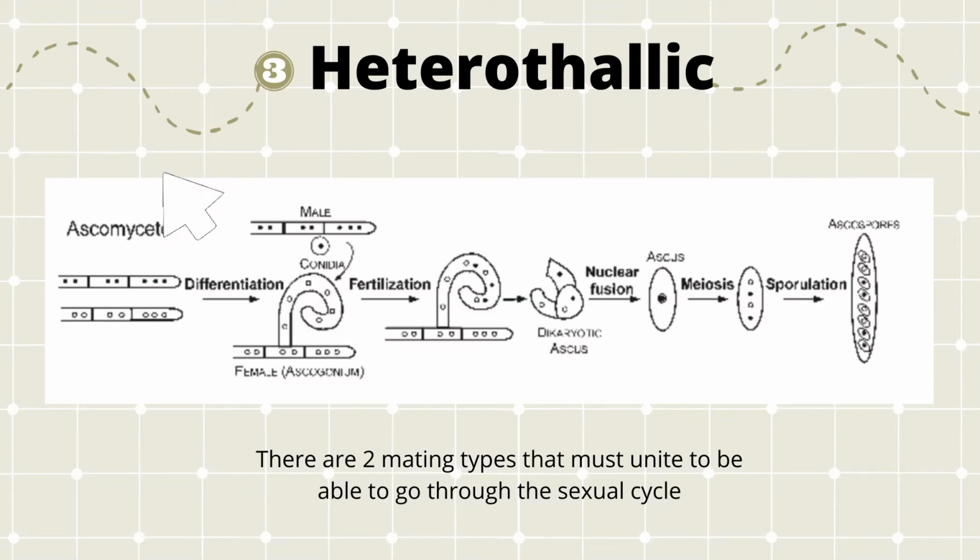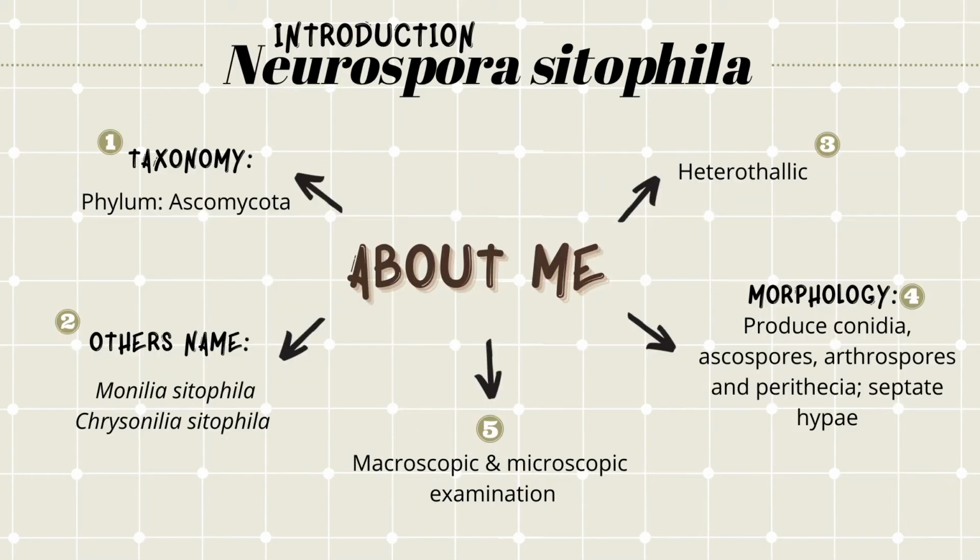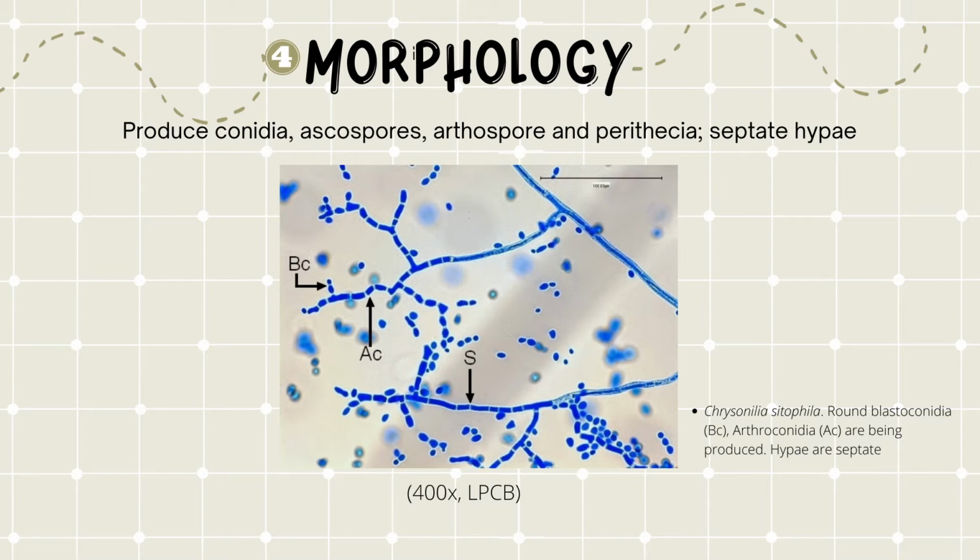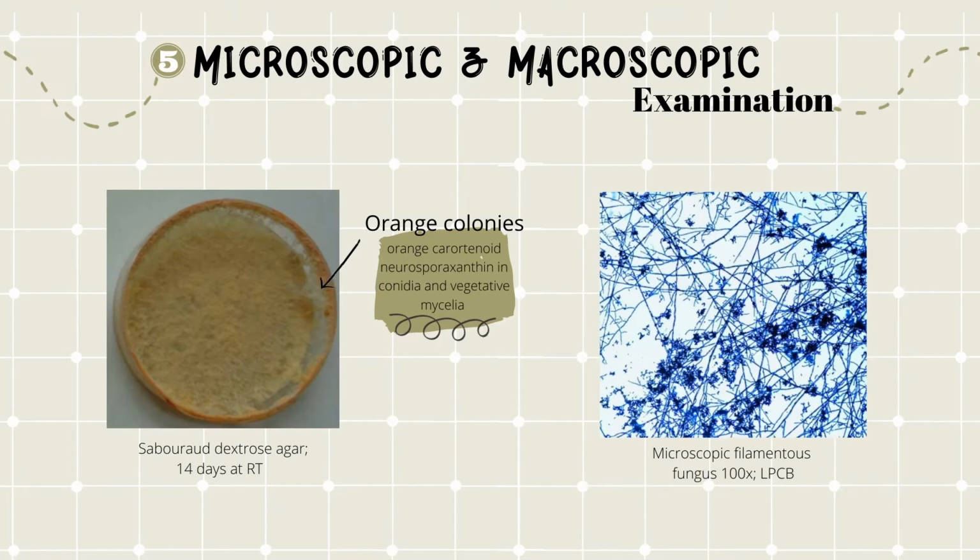Next, it shows heterothallic sexual reproduction, meaning that there are two mating types that must unite to be able to go through the sexual cycle. Fourth is morphology. Based on the following diagram, Chrysonilia sitophila shows the production of blastoconidia, arthroconidia and septate hyphae, which can be observed by using lactophenol cotton blue. The last one is microscopic and macroscopic examination of Neurospora sitophila.